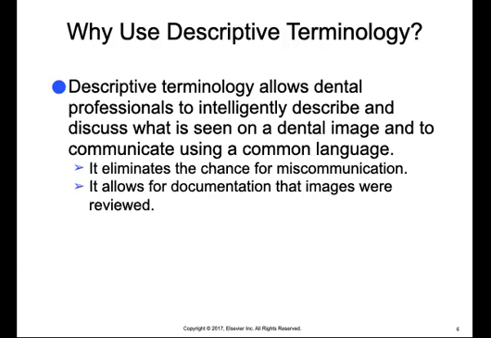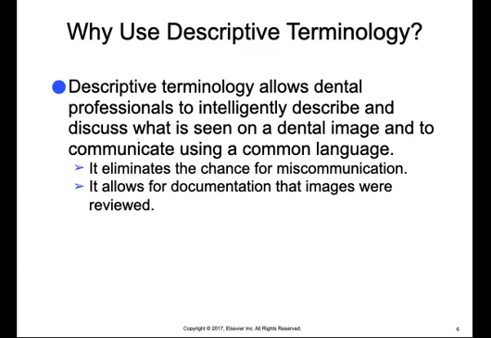So why use descriptive terminology? Well, descriptive terminology allows dental professionals to intelligently describe and discuss what is seen on dental images and to communicate using a common language. Communication among dental professionals about dental image findings takes place each time a case is discussed or when a patient is referred to a specialist for evaluation. The use of descriptive terminology reduces the chance for miscommunication among the dental team.